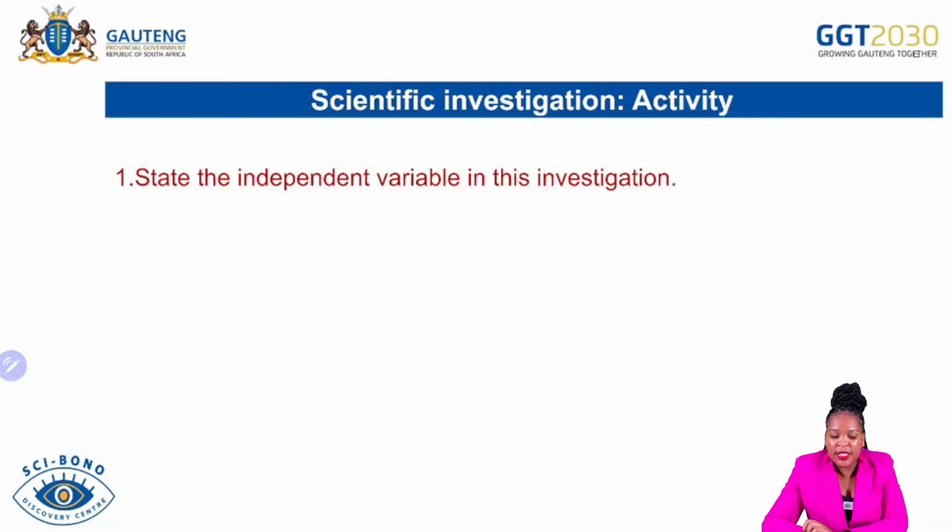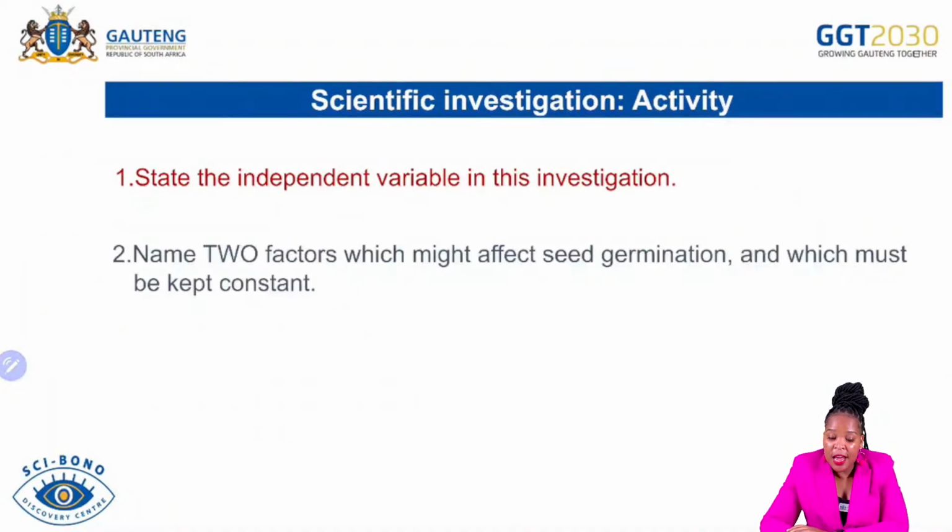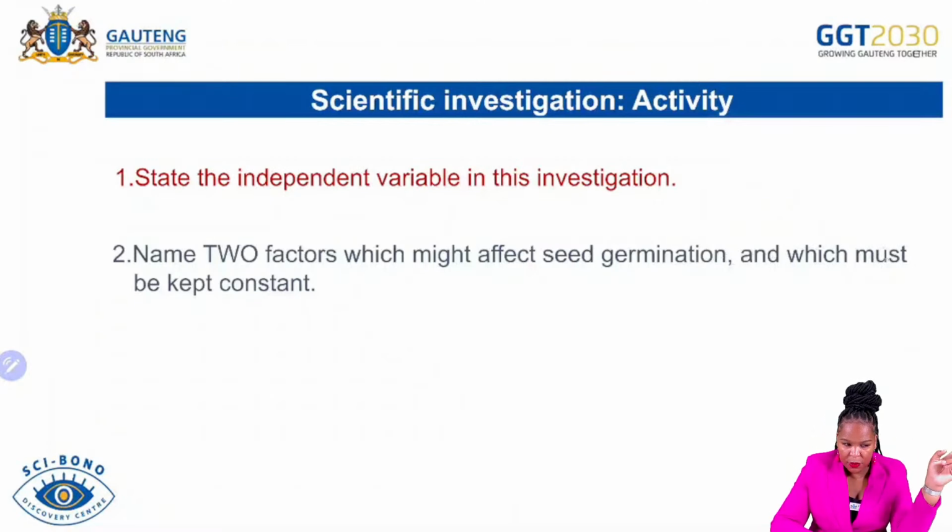So now, state the independent variable in this investigation, and then name the 2 factors which might affect the seed germination and which must be kept constant. So you're thinking now, how are seeds behaving? How do I need to treat my seeds? Okay, for your independent variable, which factor am I going to change?